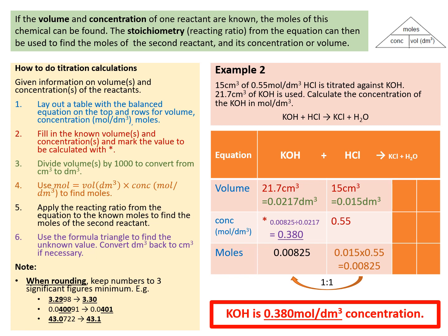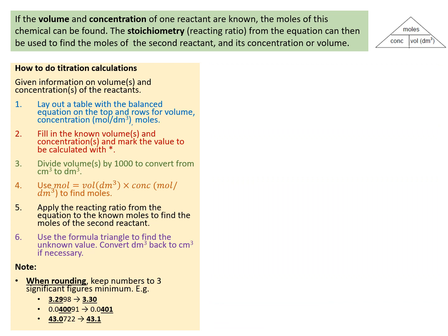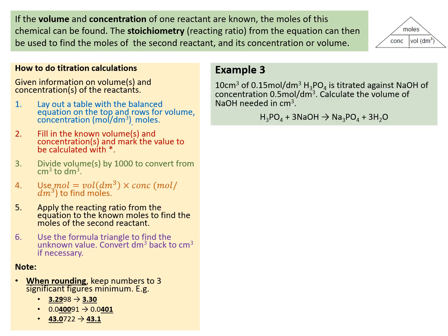Right, okay, so the last example that we're going to have a look at is a little bit different. Example 3. 10 centimeters cubed of 0.15 mole per decimeter cubed phosphoric acid, H3PO4, is titrated against NaOH of concentration 0.5 moles per decimeter cubed. Calculate the volume of NaOH needed in centimeters cubed.